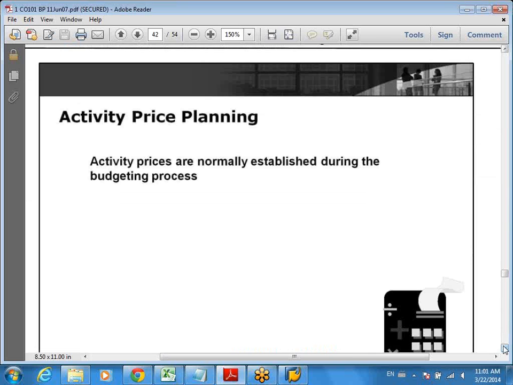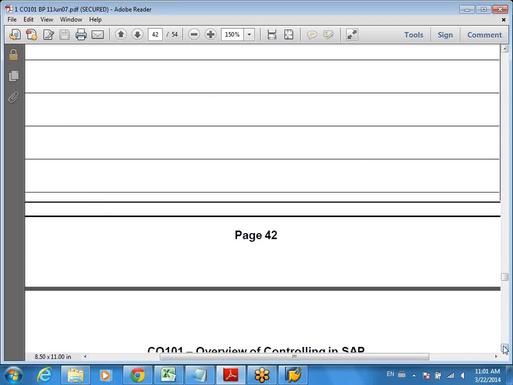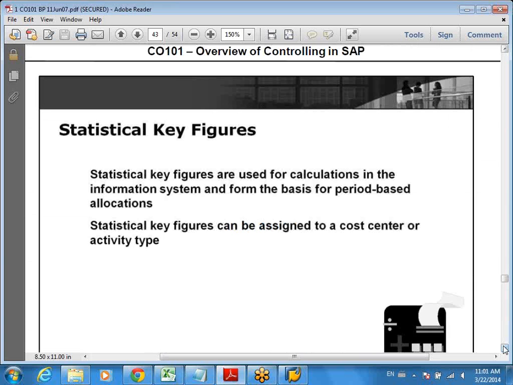You also do the activity price planning. You have to establish the initial activity prices at the very beginning: how much does the activity really cost for the budgeting process? You can always redefine or readjust those things. Another metric is the statistical key figures, SKFs. The activity is the hour, and how many hours is defined in the statistical key figures. Statistical figures are used in calculations and information on a periodic basis. It is the actual number for that activity type.